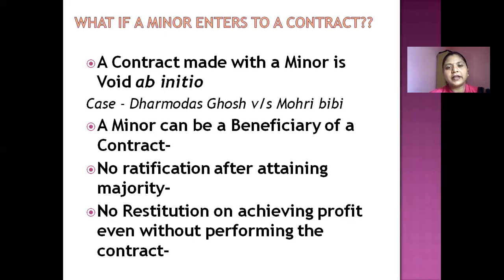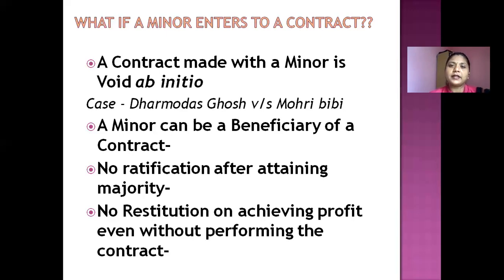A minor can be a beneficiary of a contract. Yes, it is possible that a minor can be a part of a company. He can be a shareholder, a partner, and also an agent. But in every situation, he will only be working to get the benefits, not to bear the losses. It is really very important to know that a minor can be a partner or shareholder for profit sharing only. He will not share the loss. No ratification after attaining majority.